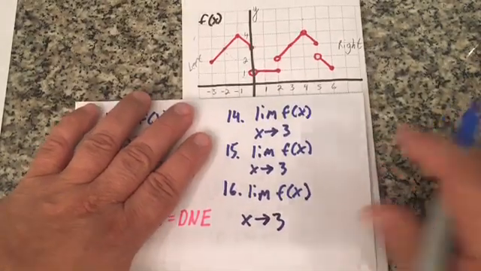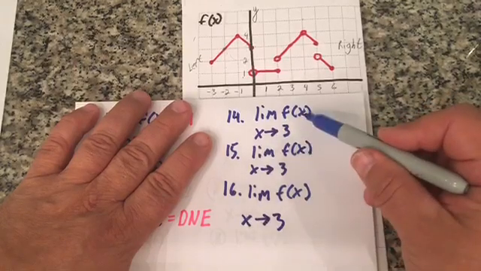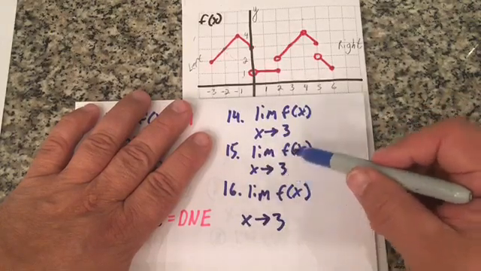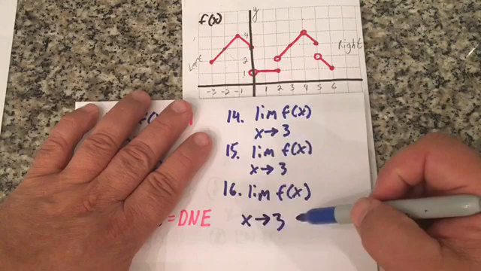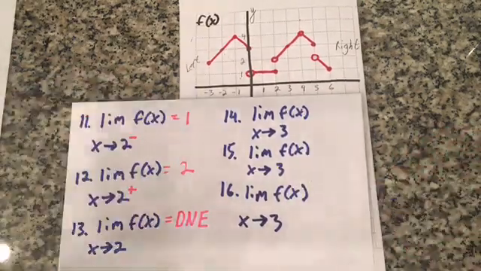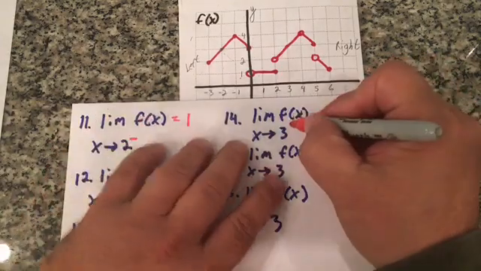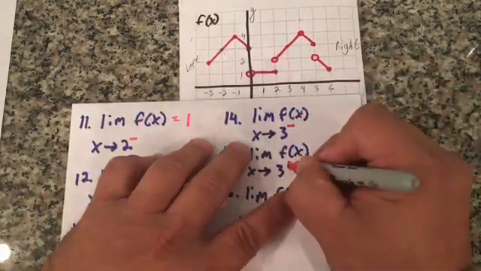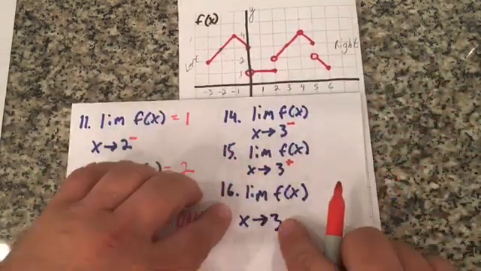So here we go, 3 more. Limit as x approaches 3 of f of x. So I can't ask you the same question 3 times, so I'm going to make them different by putting from the left, from the right, and then from both sides.